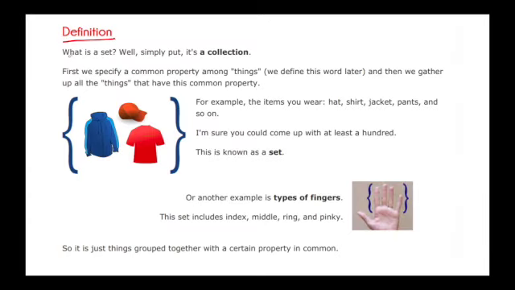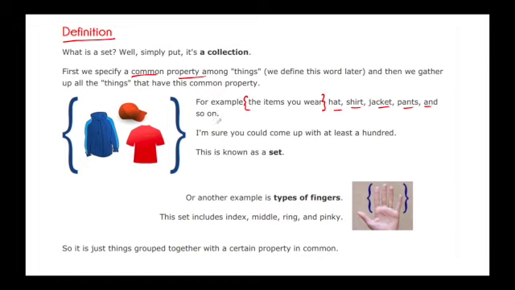What is a set? The definition? Well, simply put, it's a collection. First we specify a common property among things. We'll define this word later. And then we gather all of the things that have this common property. So for example here, you see the items you wear. This is a set. The items you wear. And these are the elements of the set.